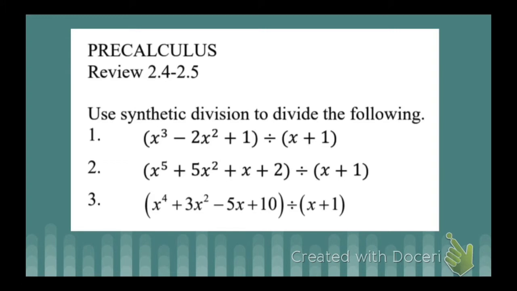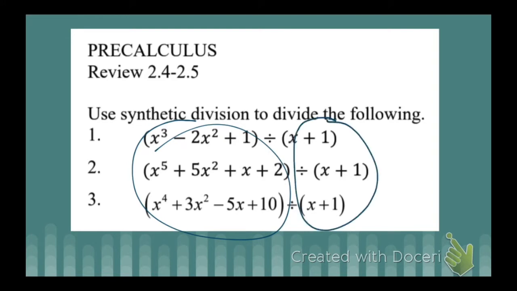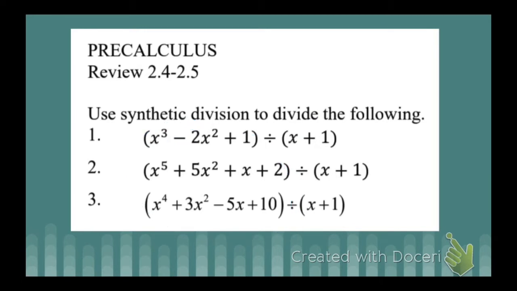So remember, to use synthetic division, we're getting the coefficients from each of these polynomials. And then we're changing the sign of whatever we have over here. So those are all going to be negative ones outside of your synthetic division. Don't forget that if you are missing some terms, like right here, I'm missing x to the fourth and x to the third, put zeros for those coefficients.